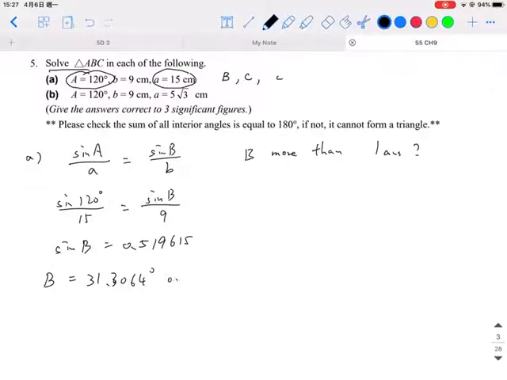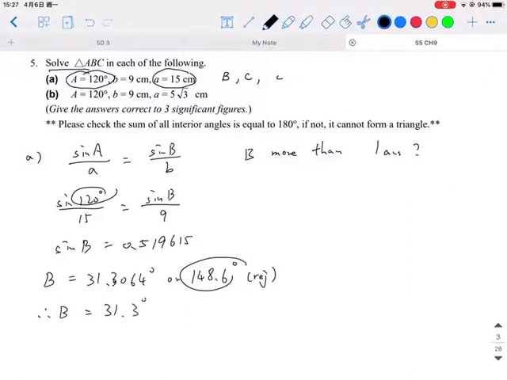31.3064 degrees or 148.6 degrees. As these two added together with angle A, it's obviously greater than 180 degrees, so we need to reject it. After that, we can get B is equal to 31.3 degrees, three significant figures.